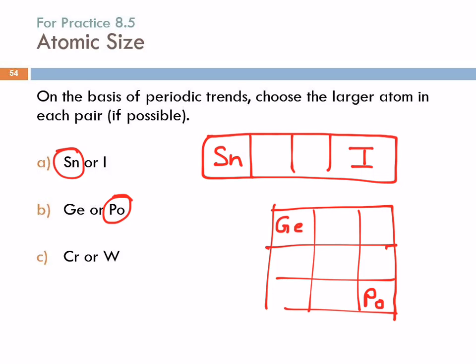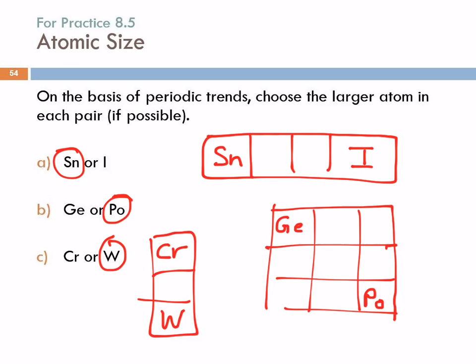How about chromium or tungsten? So if we just look at a smidgen of the periodic table, we see that chromium and tungsten are in the same group. Which one's larger? Tungsten. Because chromium's valence electrons are in the 4th level, and tungsten is in the 6th. They're going to have about the same effective nuclear charge. But because they're in a larger principal shell, they're going to be farther from the nucleus, the atom will be larger. Any questions?